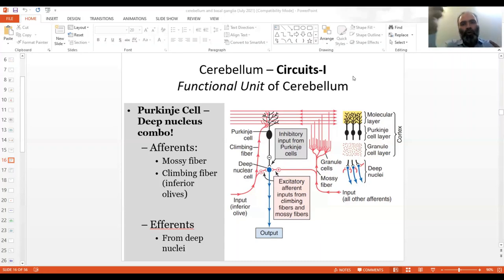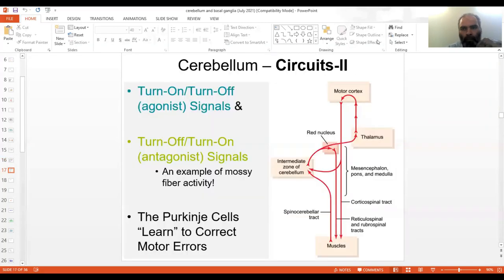This is called past pointing, and we'll study this in cerebellar disorders. In cerebellar disorders, you will see that it doesn't stop at the intended mark, it actually overshoots. This is what the Purkinje fiber does. It regulates the movement, it shows you where to stop. Okay, so that's about this slide.